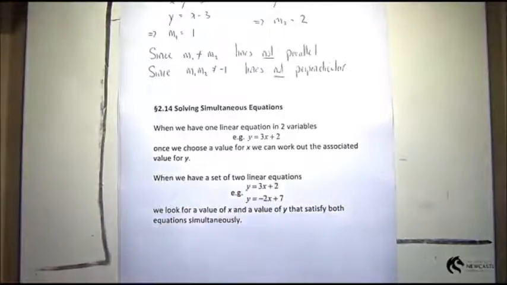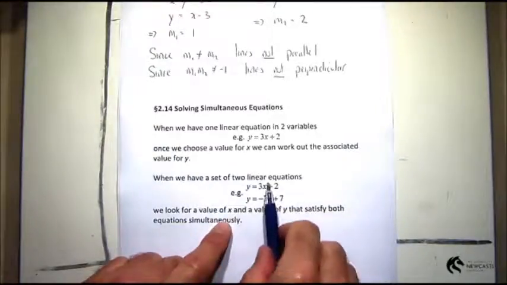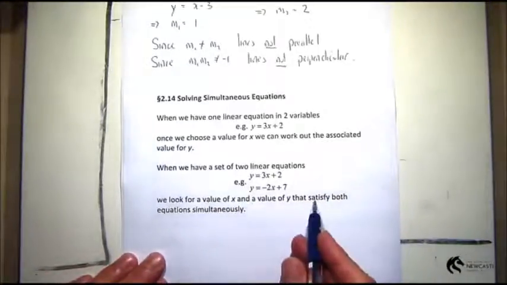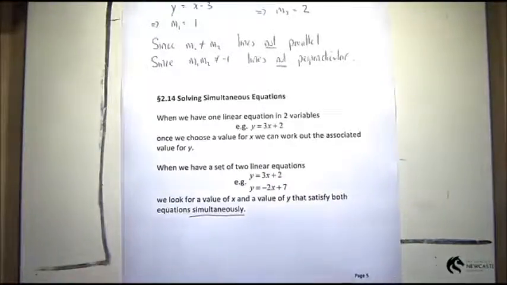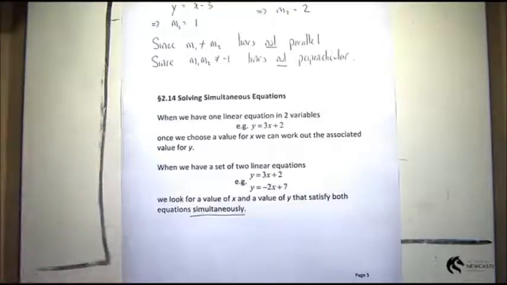What we want to do is look for values of x and y that satisfy both equations. So what we say is we want to look for values of x and y that satisfy these equations simultaneously. That's the maths jargon, if you like. So when we have a set of two linear equations, we look for values of x and y that satisfy both of these. So let's look at this geometrically first, and then we'll come back and look at it algebraically.